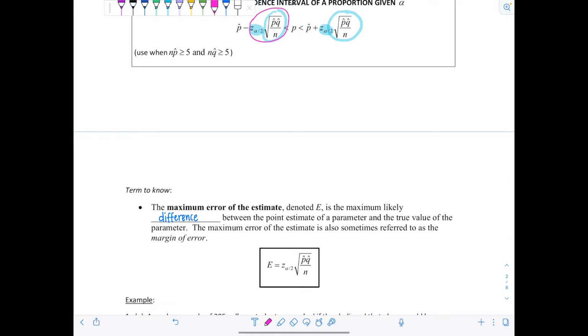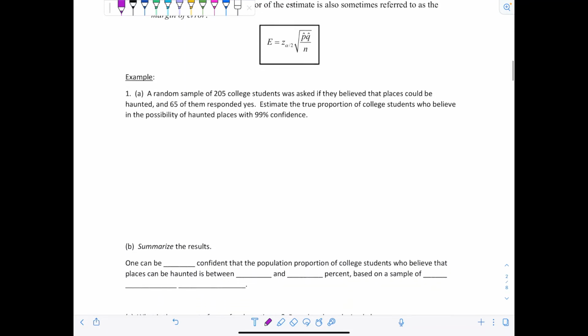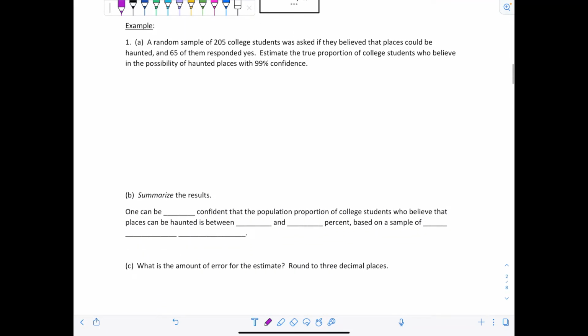This is E. So again, you can set up your confidence interval with that same format. If you just want to think of it this way, you have p hat plus or minus E, and that's consistent with how we've been setting up confidence intervals this whole time. So I wanted to do just a couple by hand, so we can get into the groove, and then we'll look at StatCrunch in a little bit.